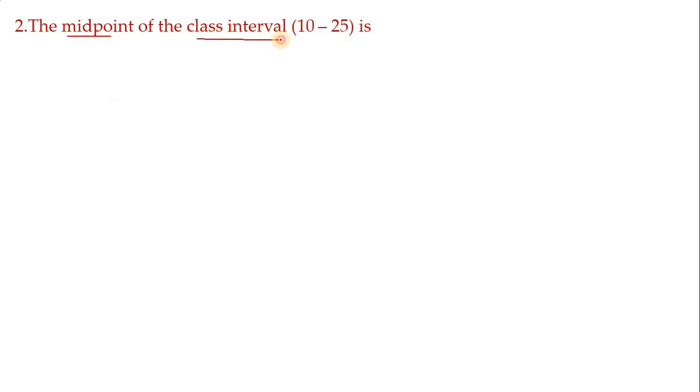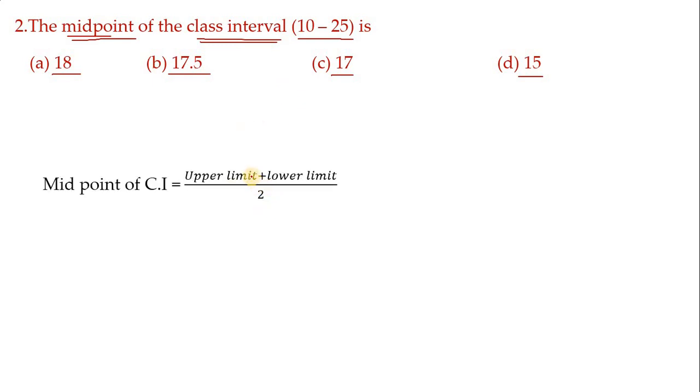The midpoint of the class interval 10 to 25 is asked. Options are, children, 18, 17.5, 17, 15. Children, I want to repeat here. We are going to find the midpoint of the class interval. So I said a formula there. How to find the midpoint? That is the sum of lower limit plus upper limit by 2. Whenever you are adding, you can interchange the terms, not a problem. You write it as lower limit plus upper limit or upper limit plus lower limit. It doesn't matter, children. And divided by 2.